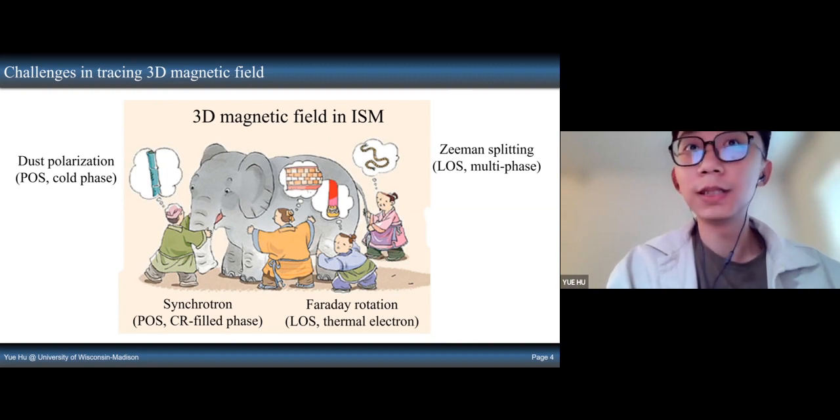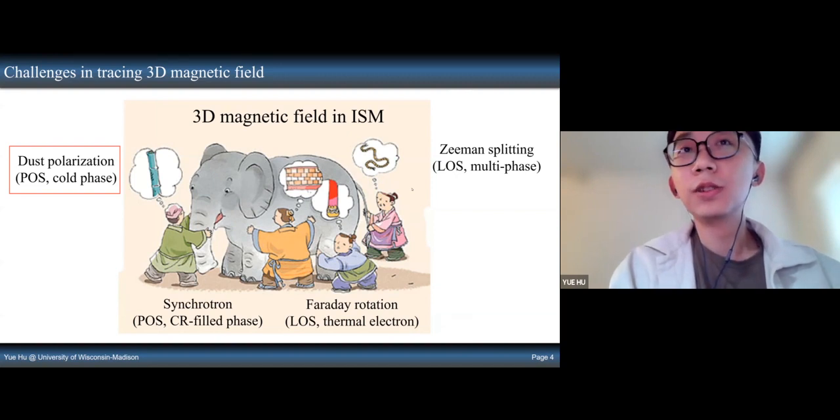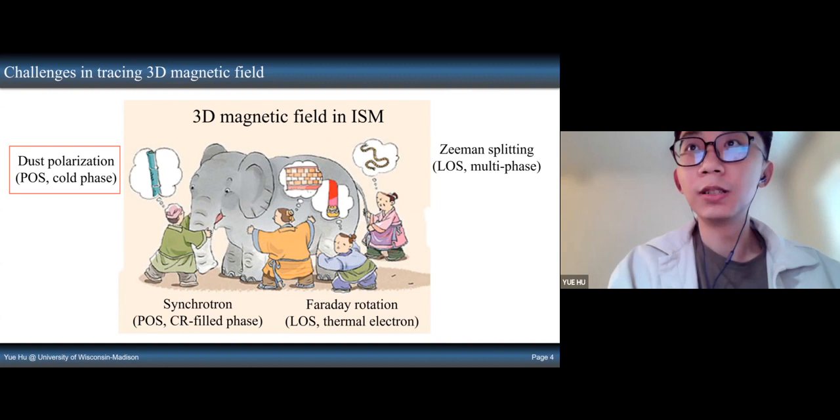Because they're tracing different phases, here I would like to introduce a new method to trace the three-dimensional magnetic field, relying only on dust polarization. This new method will tell us not just the plane-of-sky magnetic field, but also the inclination angle of the magnetic field, so we can recover the three-dimensional magnetic field orientation.